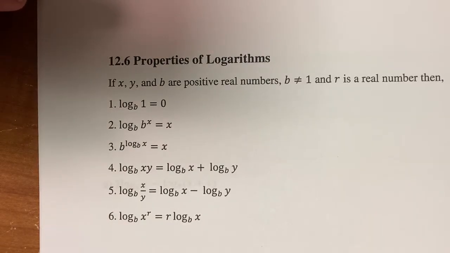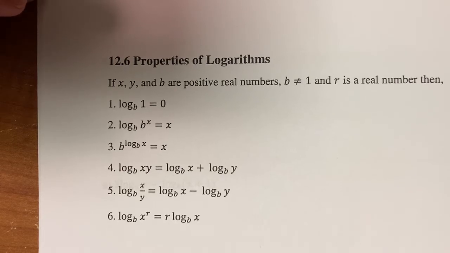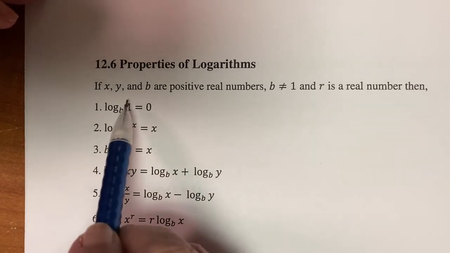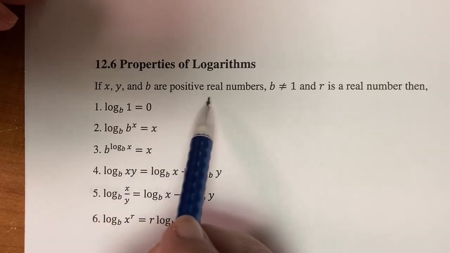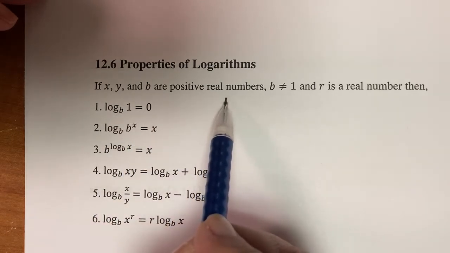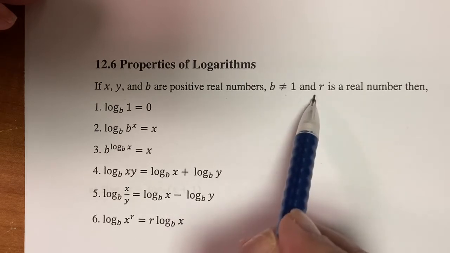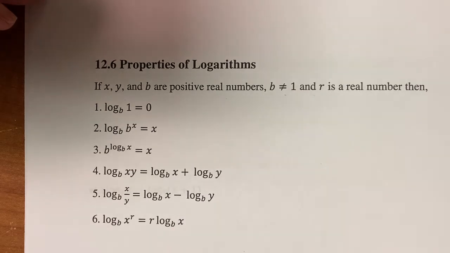So as I promised in 12.5, we had the first three properties. We're going to quickly review them, but I promised you there were going to be more properties, which we are about to see. And then we're going to apply those properties. So if x, y, and b are positive real numbers, and just like before, your b can't be 1, but r can be any real number, then these properties are true.